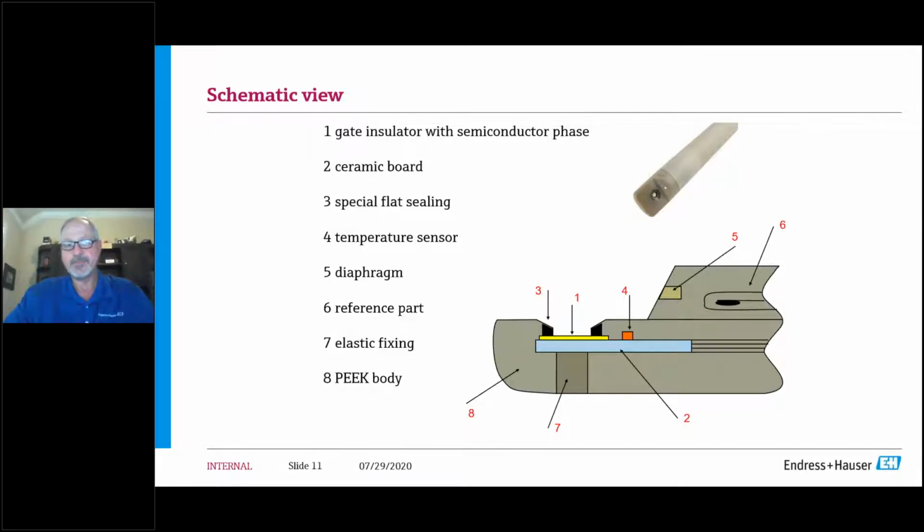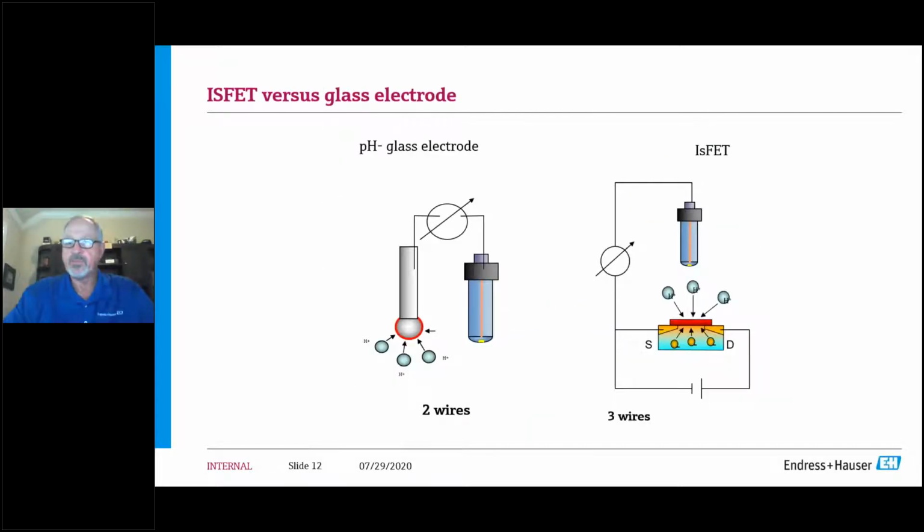flat sealants, a temperature sensor, a diaphragm, just your reference junction parts here, and an elastic fitting and a polyether ketone construction of the body. So it's much more robust. You can put it in a lot of services. You can get away from the breakage if you have abrasive or other surfaces that are rough on a typical glass electrode. And so this gives you a quick view of the differences.